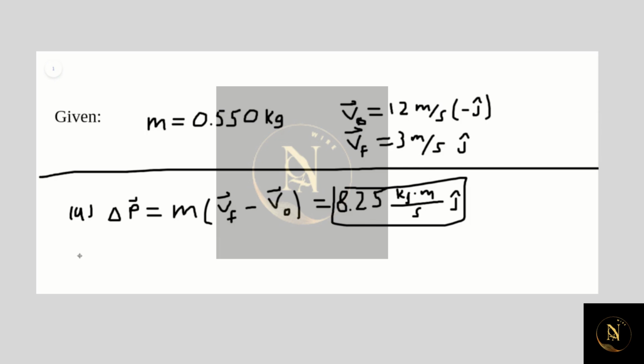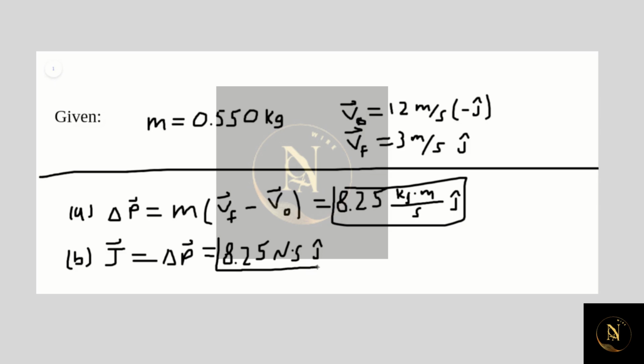Now for part B, we're asked to find the impulse, but from the impulse-momentum theorem, the impulse J is going to be equal to delta P. Therefore, the impulse is also equal to 8.25 kilograms times meters per second, but kilograms times meters per second is the same as newtons times seconds. So we'll just write it as newton seconds because that's the common unit for impulse. And we can box that in as our solution for part B.